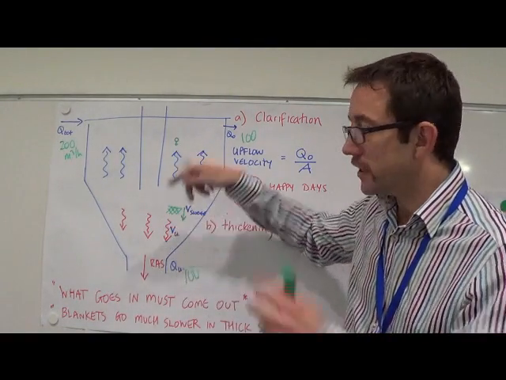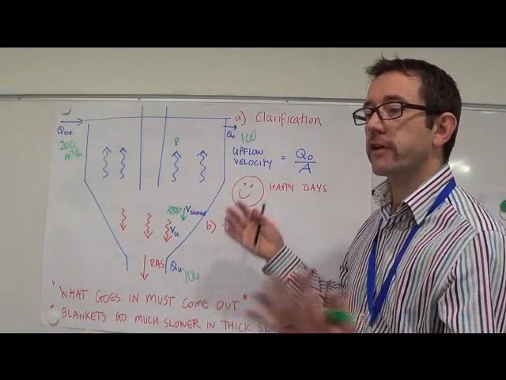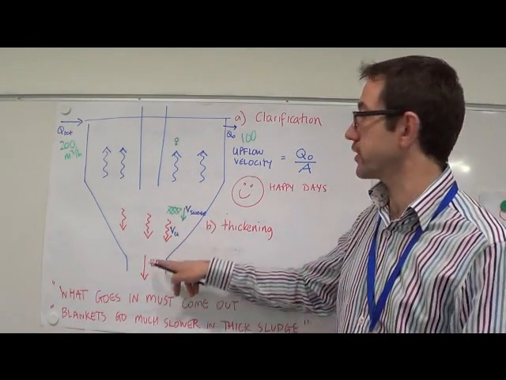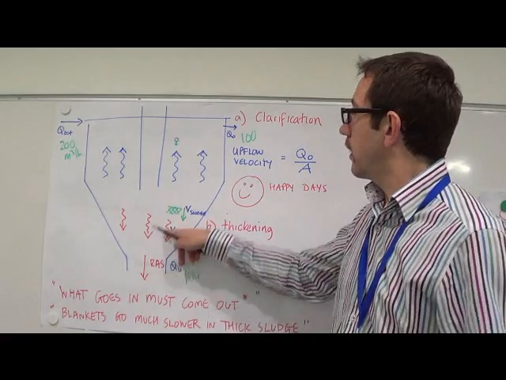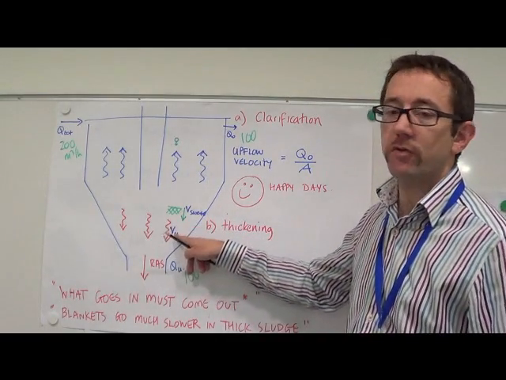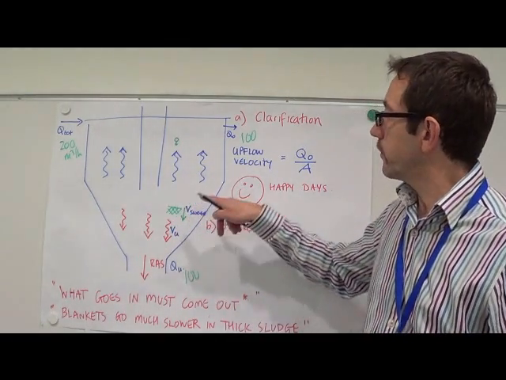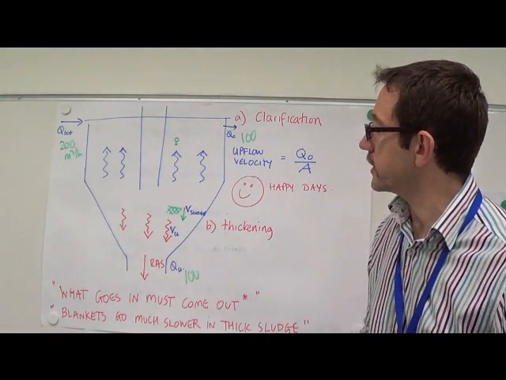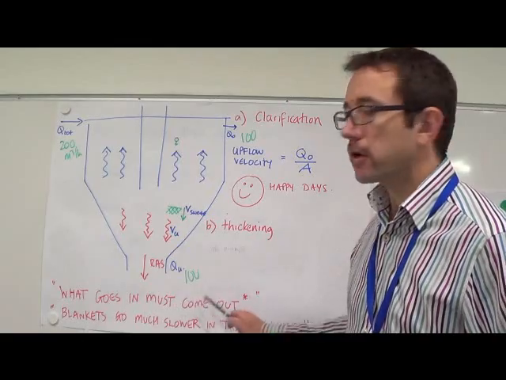So what affects VU? This is the underflow velocity. The only thing for a given tank that affects that is how fast you're pumping the RAS round. So if you pump the RAS really fast, you have a big VU. If you stop RAS pumping, VU will diminish to nothing. So there's only two things to know about this picture, and that is these. What goes in must come out.